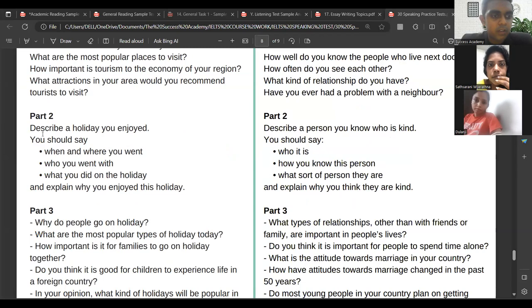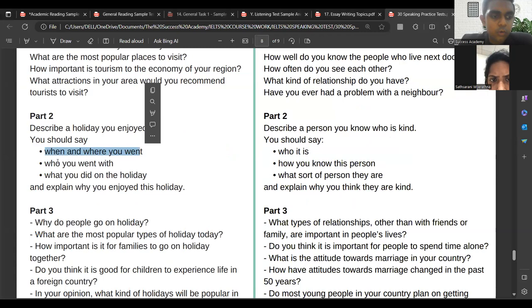Right. This would be a part 2 topic. Describe a holiday you enjoyed. You should say when and where you went, who you went with, what you did on the holiday, and explain why you enjoyed this holiday. So as you can see, not only will they give you the topic, they will give you the points also to talk about it. So it's not very difficult, right?